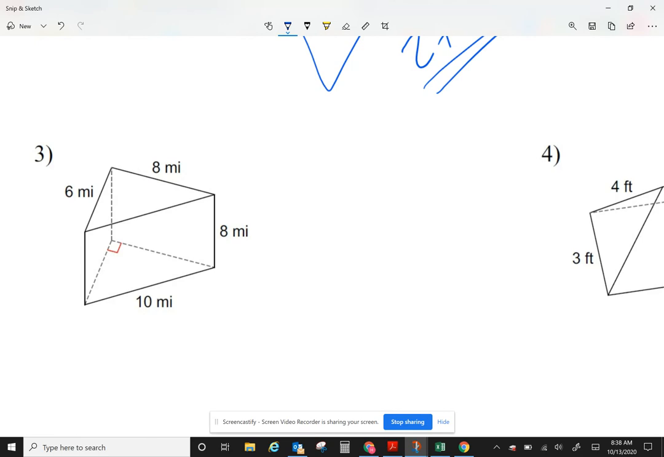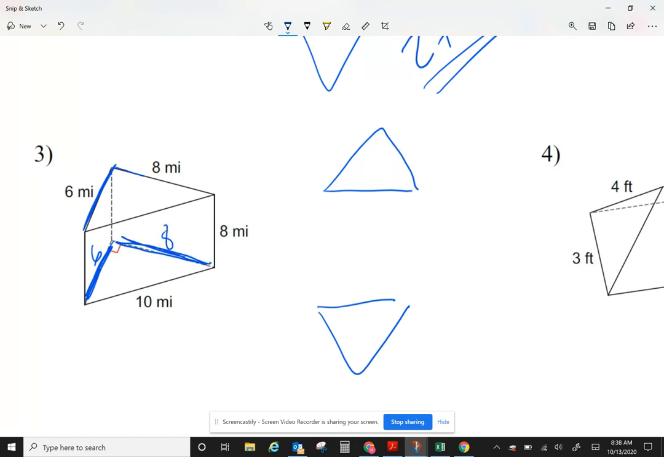Question number 3. I see the top and the bottom are triangles, so I'm still dealing with a triangular prism. So I'm going to do my two bases, so 2 triangles. For the triangle, once again, I'm looking for the two numbers that meet at the 90-degree corner. I'm going to say this side right here is 6, because it's the same as this one up here. This other side here is 8, because it's the same as this side right here. So I'm just going to go 6 times 8, and my result, I'm going to divide it by 2. So 6 times 8 is 48. 48 divided by 2 is 24. Each of my triangles is 24.